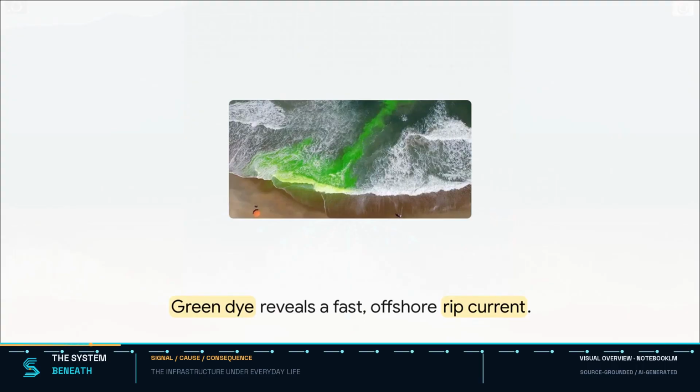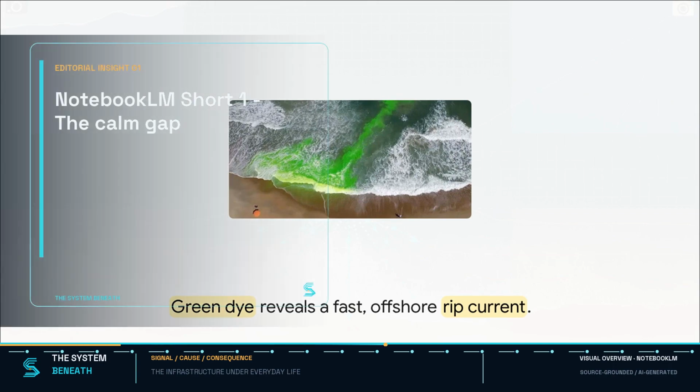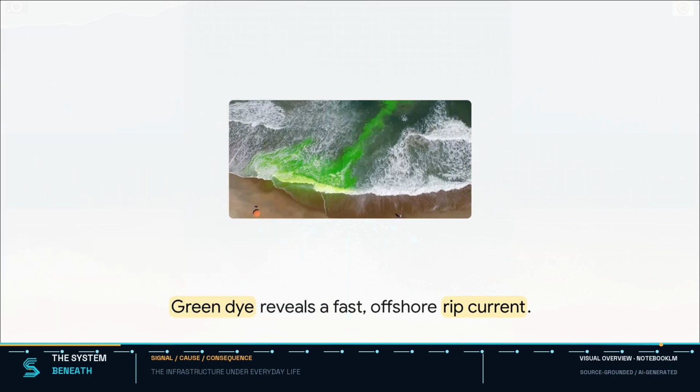To show just how deceptive this is, scientists will sometimes toss non-toxic green dye into the water, and when they do, the truth comes out instantly. That dark, quiet patch of water isn't resting at all. It's actually a highly concentrated, incredibly fast-moving offshore rip current, cutting directly through the surf zone. And we're not talking about a gentle pull here. The water in this narrow channel can move seaward at up to 8 feet per second. To put that in perspective, that is literally faster than an Olympic swimmer.